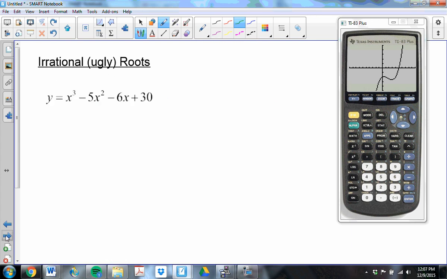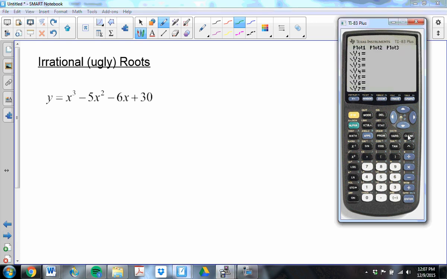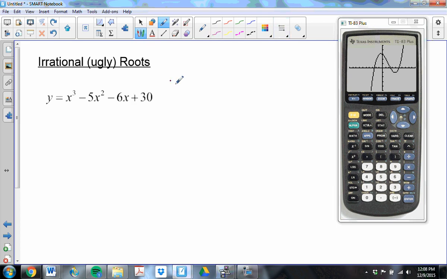Last example, this one's going to have irrational solutions, meaning they're ugly. They're real numbers, not whole numbers, but they're ugly. So I'm going to graph x to the 3rd minus 5x squared minus 6x plus 30. And there's that graph. Now one of these is really clean: 1, 2, 3, 4, 5. Again, this has a nice clean root at x equals 5. So let's do this synthetic work and see what else I get. 1, negative 5, negative 6, 30.